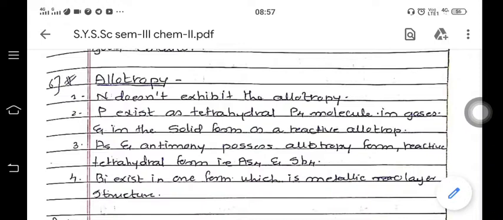The nitrogen family. In this, we are going to study the properties of the nitrogen family. The nitrogen family has the elements nitrogen, phosphorus, arsenic, antimony, and bismuth. These are the members of the nitrogen family.